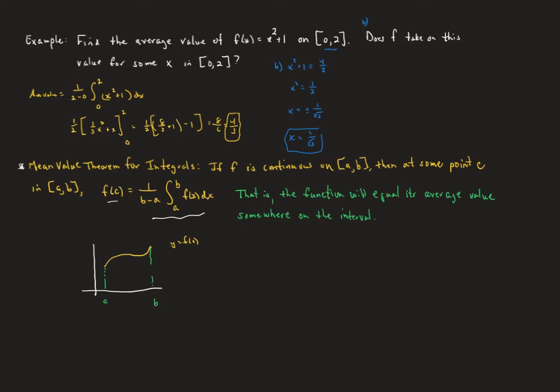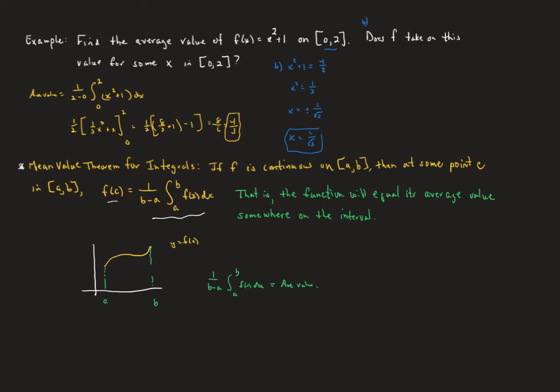So we know that our average value, this 1 over b minus a times the integral from a to b of f of x dx, is equal to what we're calling the average value of f.